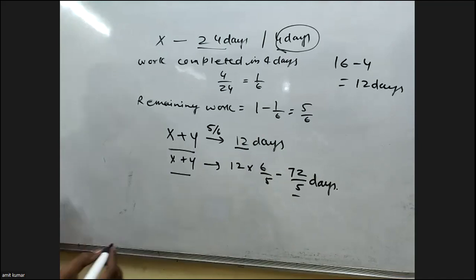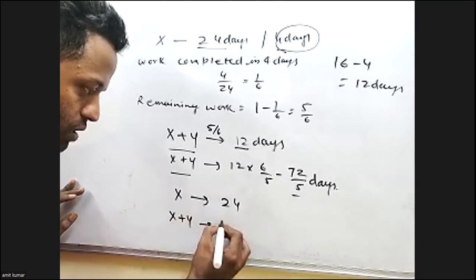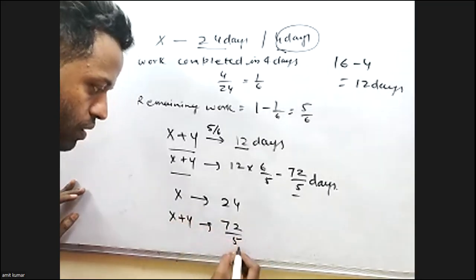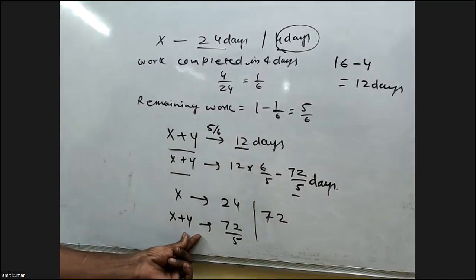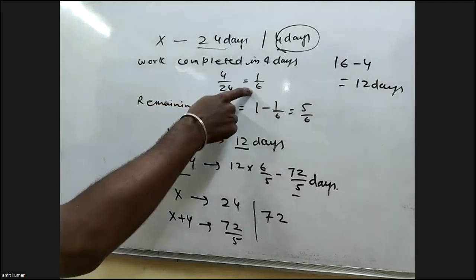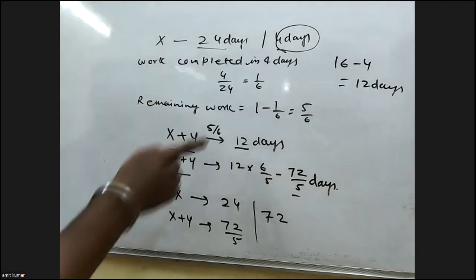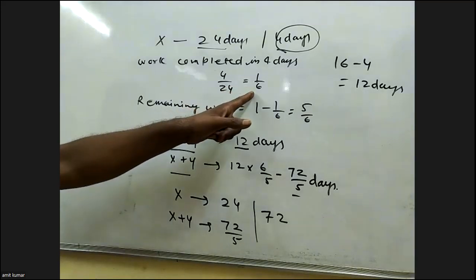So now we have X can do a piece of work in 24 days, while X plus Y can do the whole work in 72 by 5 days. Take their LCM as 72. Now try to solve it and you will get the units of Y. Can you explain how we get 5 by 6? Yes, why not. Remaining work, is it clear? 1 by 6 is the work completed in 4 days. Is it clear? 1 by 6.